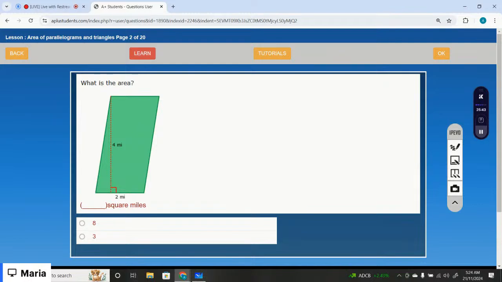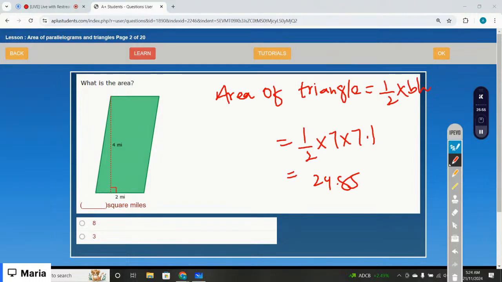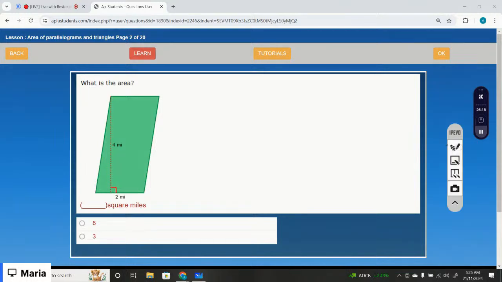What is the area? You have to calculate base times height. So which is the correct option? Base times height is 8. The correct option is option number 1, that is 2 times 4 is 8.